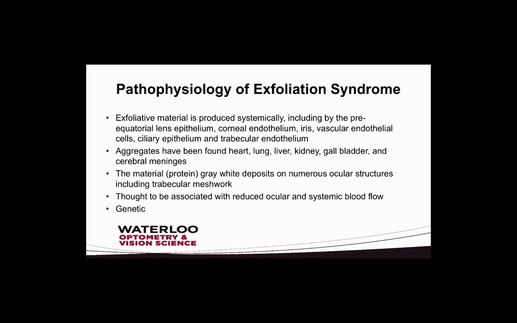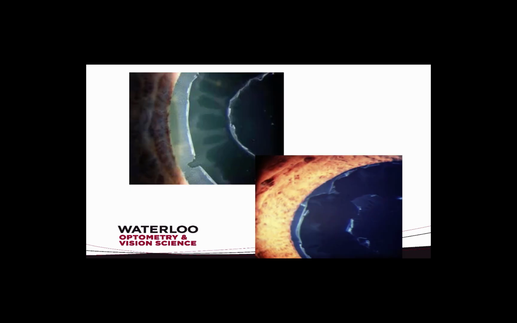The reason that it causes a problem is because the material that's produced, this protein, deposits on ocular structures, and one of the structures is, of course, the trabecular meshwork. And so that can cause an elevated IOP. It's thought to also potentially be associated with reduced ocular and systemic blood flow, so there's also a perfusion issue that can be associated with this as well.